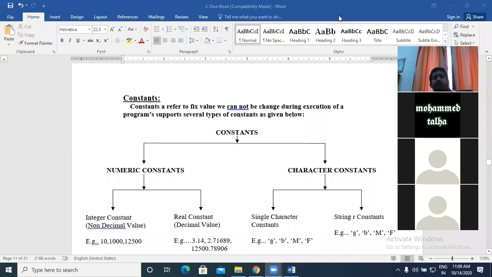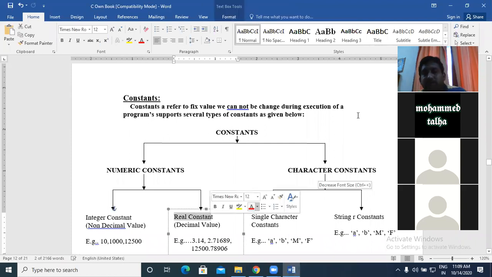Next, the other part of numerical constants is the decimal value. For example, the value of pi is 3.14, which is a decimal value. Then 2.71689, which is e raised to 1, is also a decimal value. That is the example of numerical constants: one is integer, second is real constants.